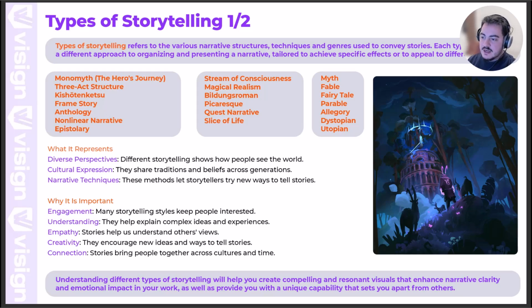Non-linear narrative, epistolary. You've got stream of consciousness, and you see a lot of this in a lot of philosophy-related storytelling types. You've got the magical realism, the picaresque, and so on and so forth. I'm not going to go through everything, and some of them you probably know about: the myth, the fable, fairy tale, allegory, the dystopian, utopian types of stories.